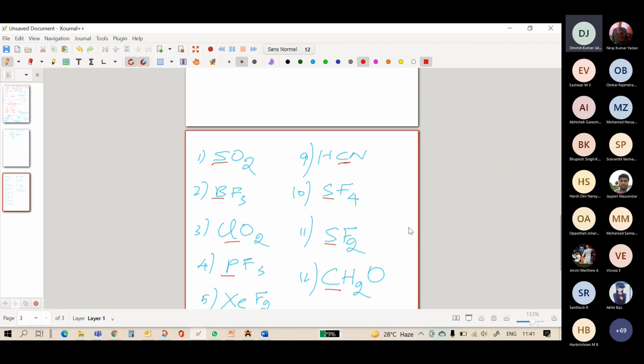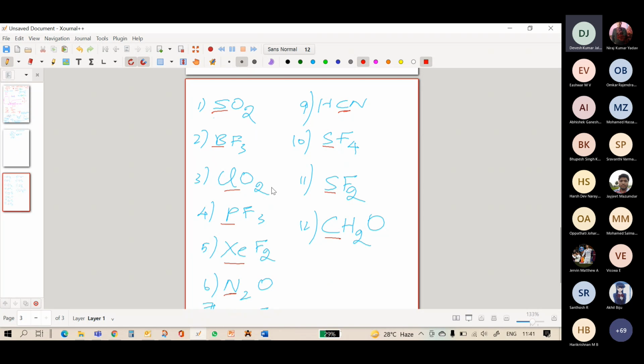Sir, we have to find the angles also, no? Yeah, try to report the bond angles and the bond lengths. And if you are in a position to find out the structure, you can put a name for the shape, you put the shape also. Yes, that will make a very nice report.